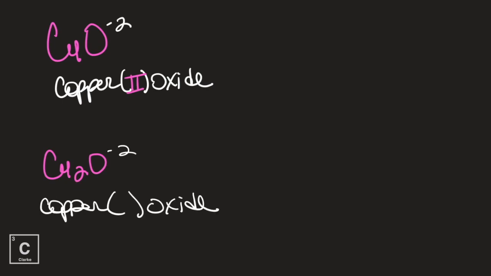Oxygen has a -2. If one oxygen makes a -2, that means the positive side also has to be a +2. But there are 2 coppers. So after we look at both coppers, the total can be a +2. So we've got +1, +1. This is copper Roman numeral 1 oxide. 2 different compounds because we had copper in 2 different oxidation states.